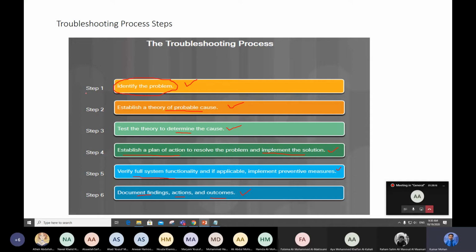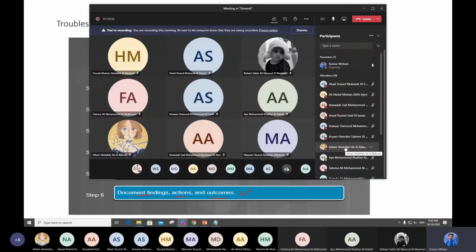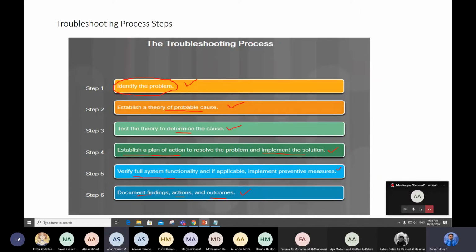So, what are the 6 steps in the troubleshooting process? What are the important steps in the troubleshooting process? What is the first step? What is the first step, dear? Come on, tell me, what is the first step? What happened? All okay. Identify the problem.